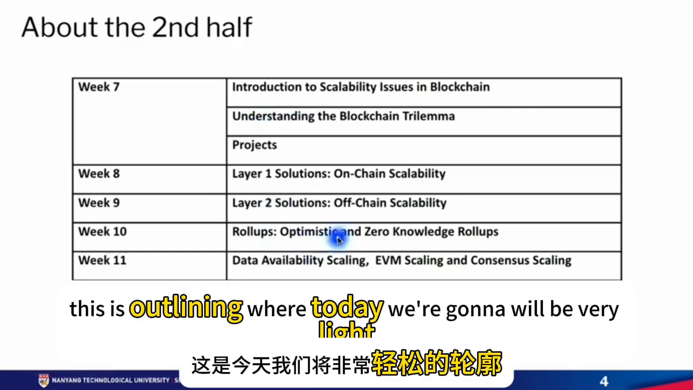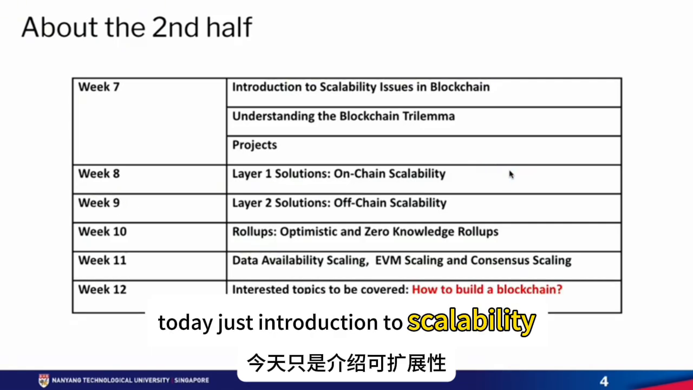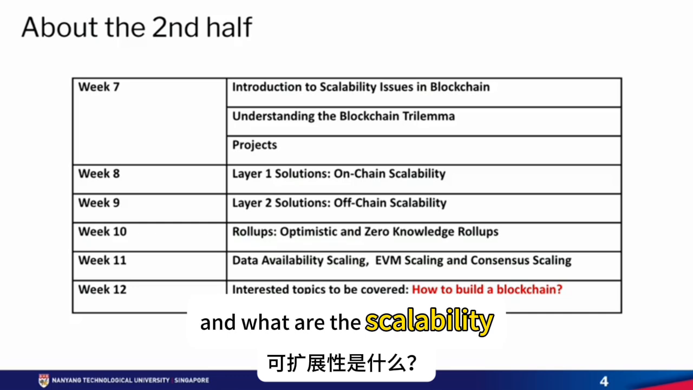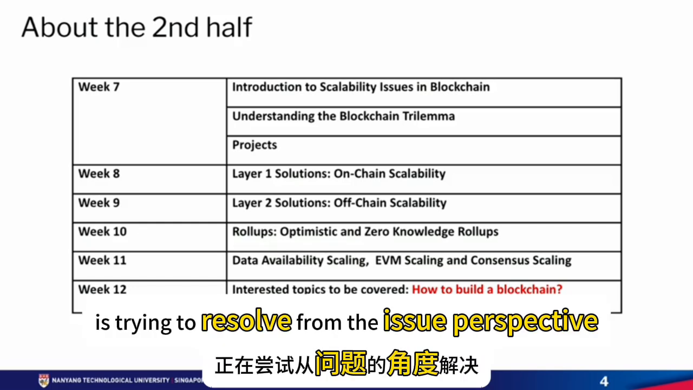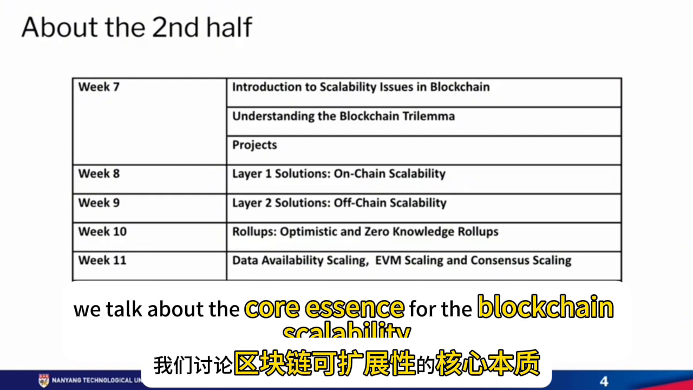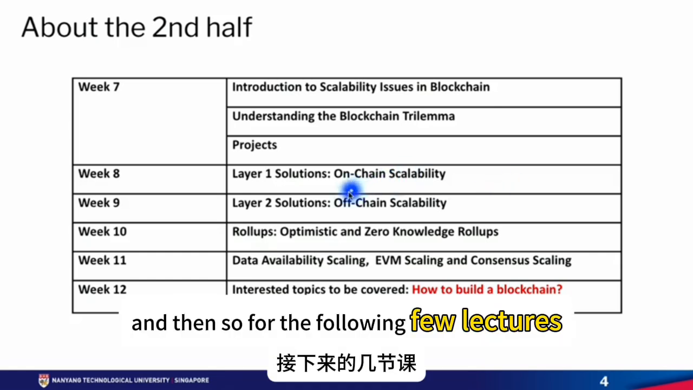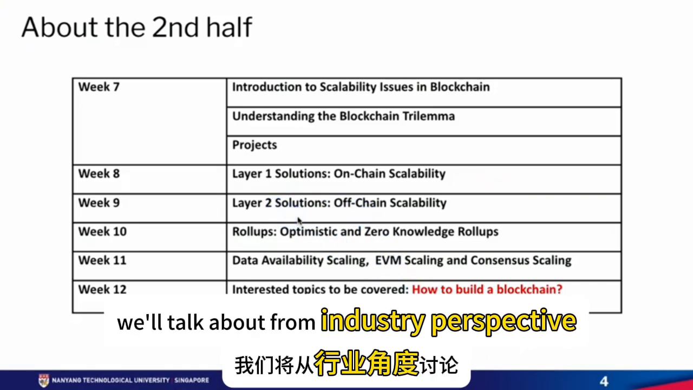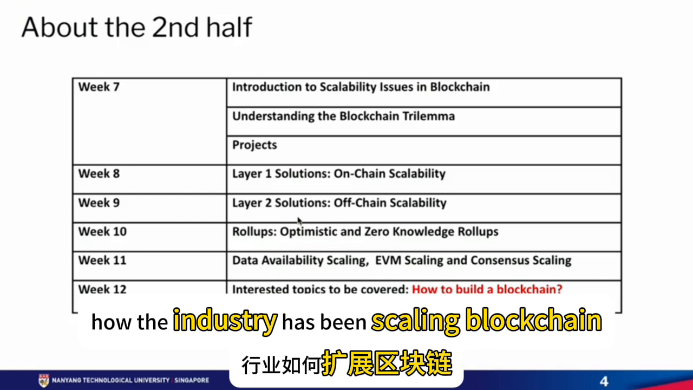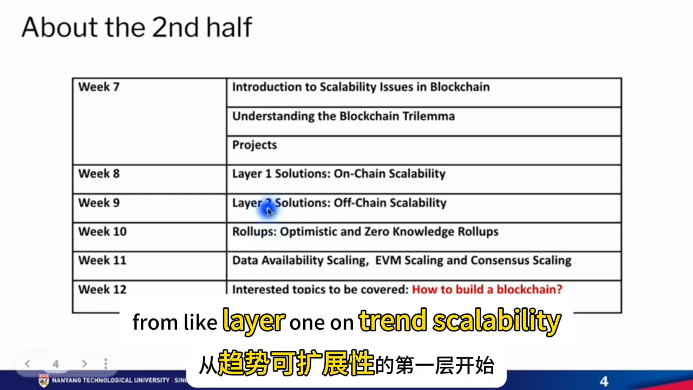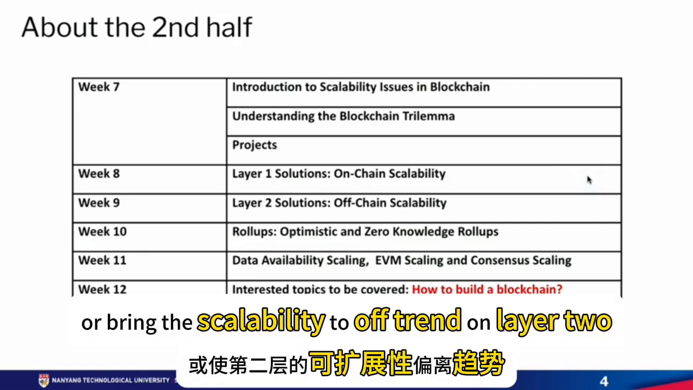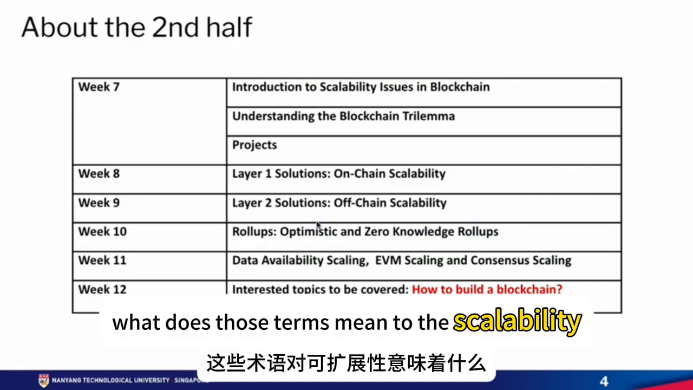But anyway, this is the outline. Today will be very light, just an introduction to scalability. What are the problems that scalability is trying to resolve from the issue perspective? And we also talk about the core essence of blockchain scalability, which is the blockchain trilemma. Then for the following few lectures, we'll talk about, from the industry perspective, how the industry has been scaling blockchain, from layer 1 on-chain scalability, or bringing the scalability off-chain to layer 2. What do those terms mean for scalability?